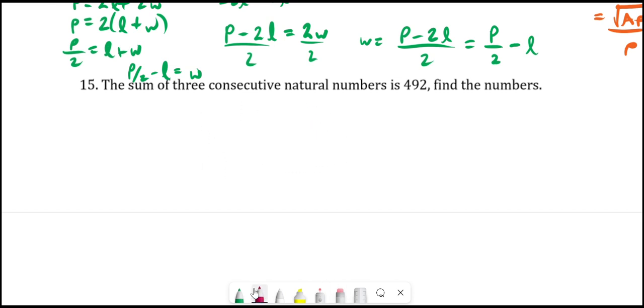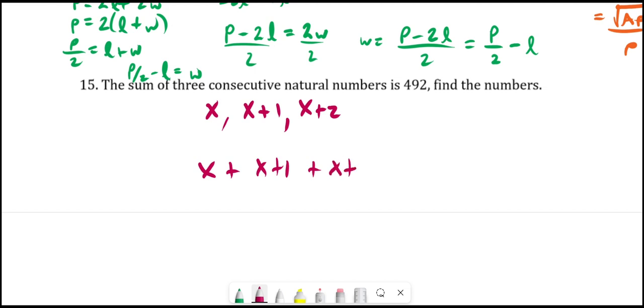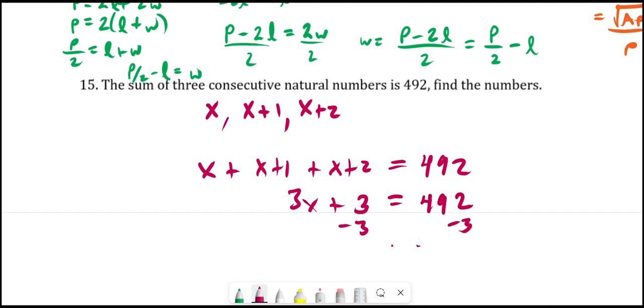Okay, so what we need is an expression for those natural numbers. Let's say x was our first one. Then the next consecutive whole number would be x plus 1. And the next consecutive number would be x plus 2. And they say that the sum of these, x plus x plus 1 plus x plus 2, was equal to 492. Adding up all these things, we have 3 x's, plus 1 plus 2, that's 3 as well. And now we just need to solve 3x plus 3 equal to 492. Subtracting 3, we have 489 is equal to 3x.